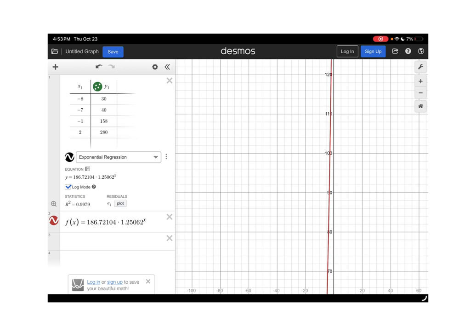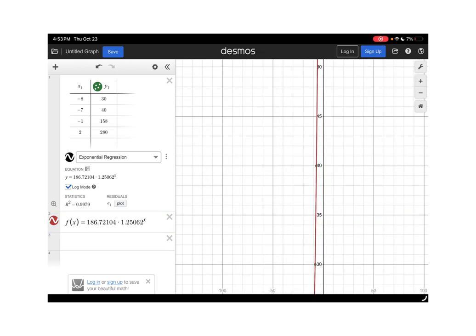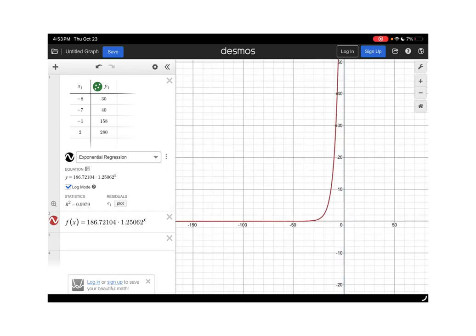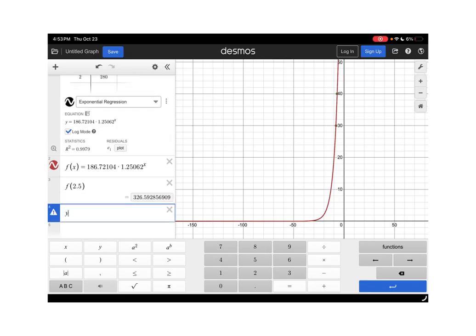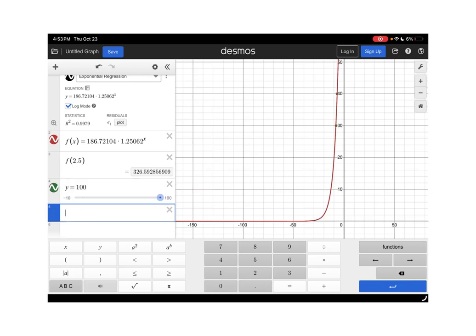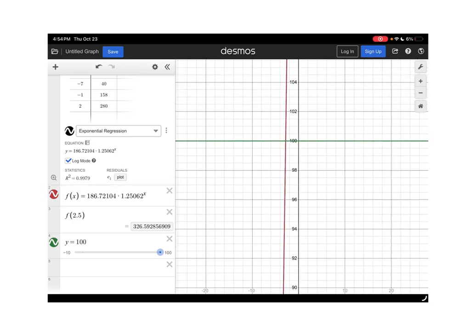You can also easily manipulate your graph so that you can see this a little bit better on Desmos. So now I want to find f of 2.5. So I'm doing f of 2.5. I get that 326.593. And if I want to find where it would intersect 100, I'm going to do y equals 100. I'm going to enter, and notice it inserts that horizontal line. Zoom in if you want, tap on that coordinate point, and you see the negative 2.792.